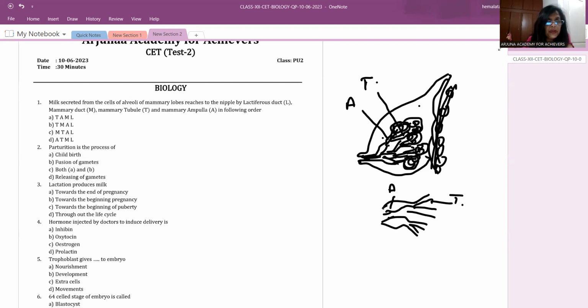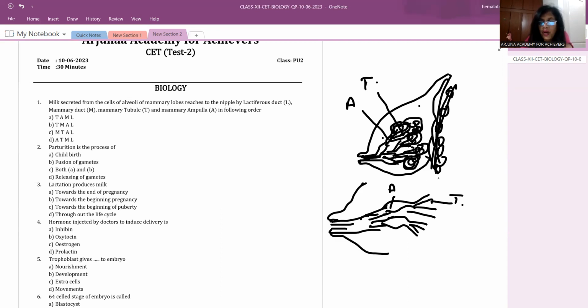Next comes M, that is the mammary duct. The mammary ducts come up from here, and they both open into the last one, the lactiferous duct. Here is one lactiferous duct, another lactiferous duct, right? Like this, they open in the nipple. If it comes here, this is the nipple, it opens over here.